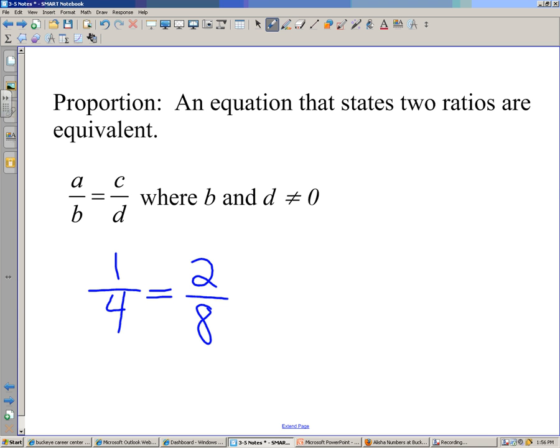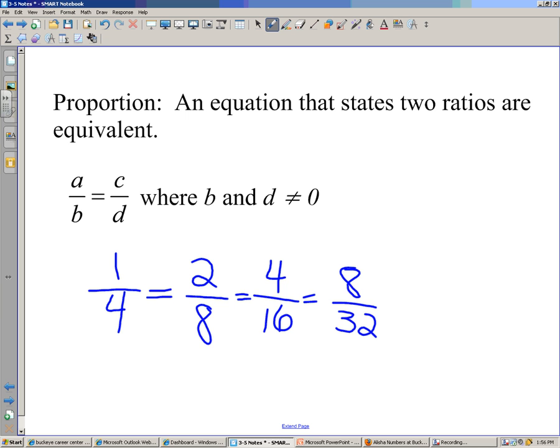Not 8:16. 4:16. 8:32. Okay. What are you doing? Yeah, you're just multiplying. Okay.